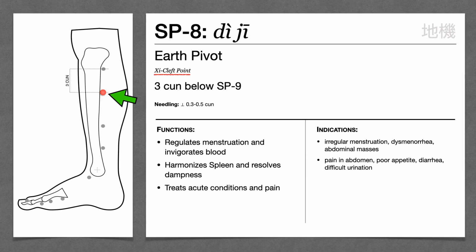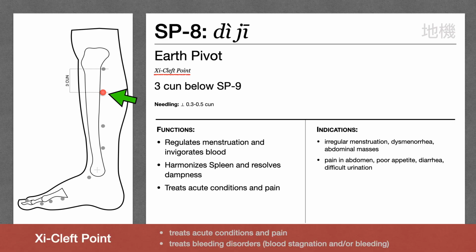Spleen 8 is the Xi cleft point. Remember, Xi cleft points treat acute conditions and pain. Also remember that on the yin channels, Xi cleft points have an additional action of treating blood disorders, meaning blood stagnation and/or bleeding. So if we put those two functions together, invigorating blood and treating pain, spleen 8 is a very useful point for treating painful periods.